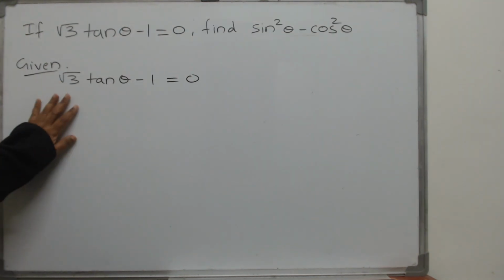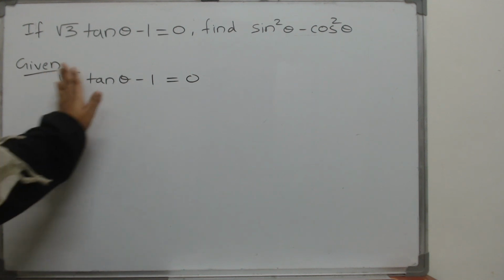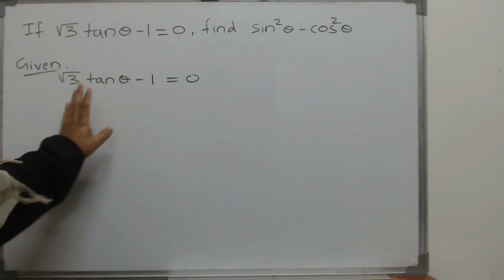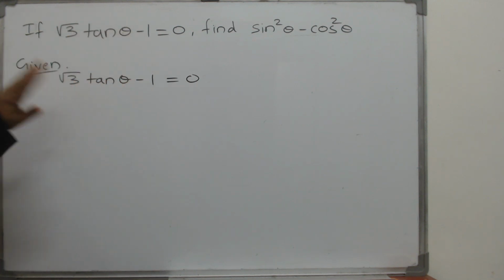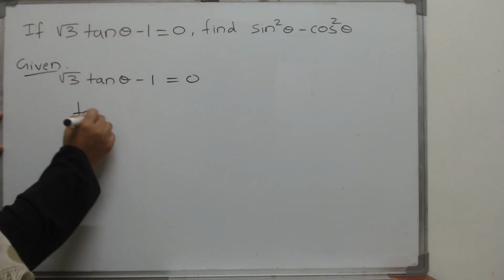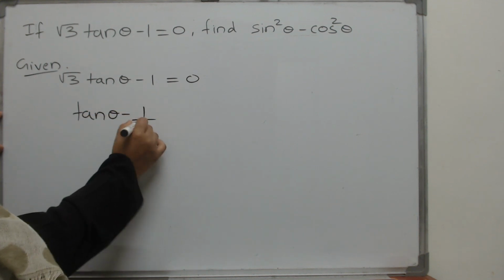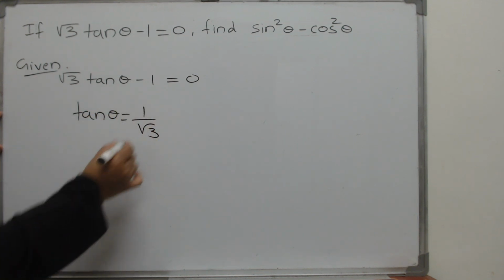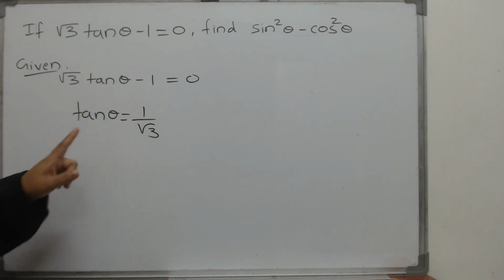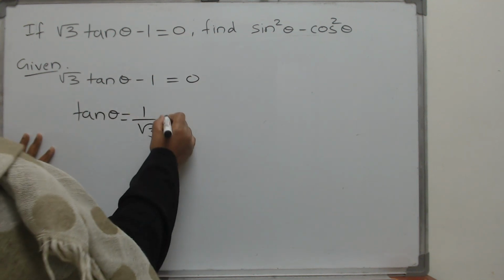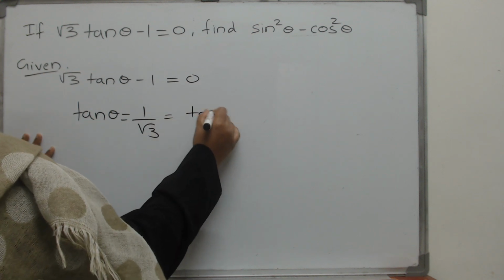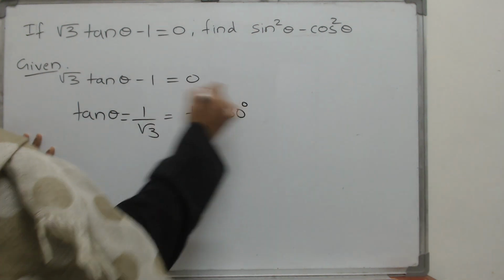Now we are on to our last question. We are given such an equation, very easy, right? All we have to do is isolate tan theta to one side, and we get what? We get tan theta is equal to 1 by root 3. Now, which is the angle whose tan value is 1 by root 3? It is tan 30 degrees.